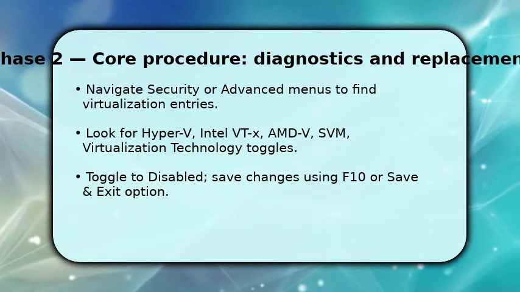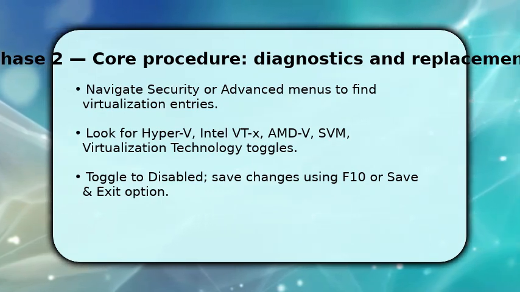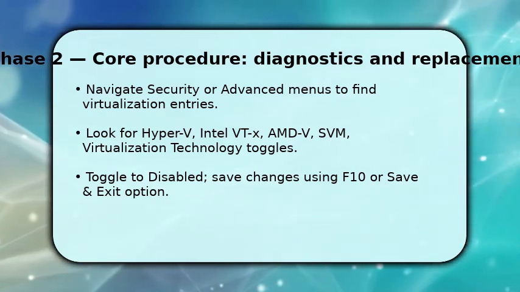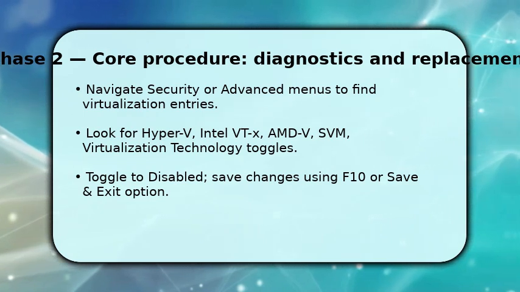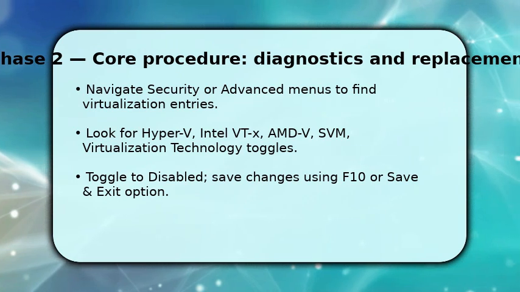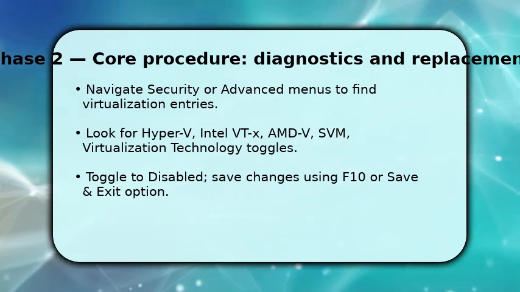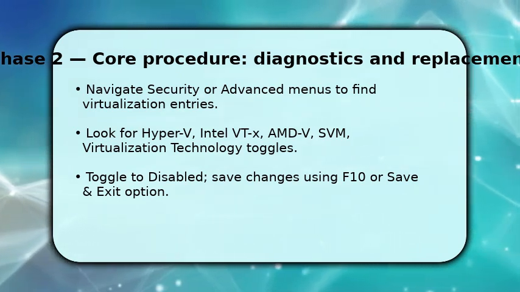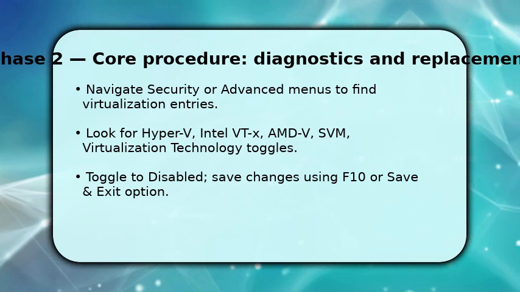Once inside UEFI, head to the Security, Advanced, or CPU configuration page to find virtualization options. You're looking for Hyper-V specific toggles or generic labels like Virtualization Technology, Intel VT-x, AMD-V, or SVM. Disabling these prevents Hyper-V from loading.